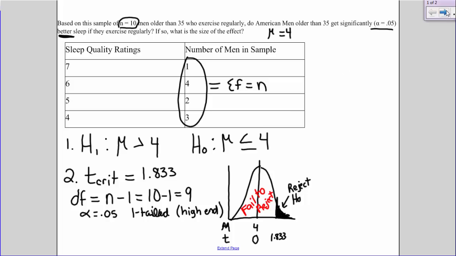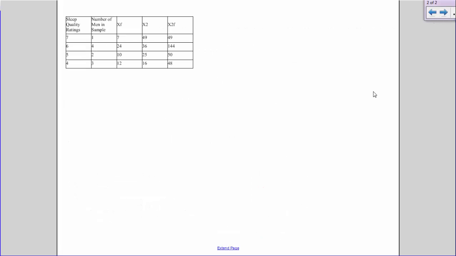So now let's do some serious calculations. I did some pre-calculations for you on the screen here. This is the original data, right? Sleep quality ratings. 1 man said that he had a 7 for sleep quality. 4 men said they have a 6 for sleep quality, and so on. These are the preliminary calculations that you need to calculate all the values that lead up to the t-statistic.